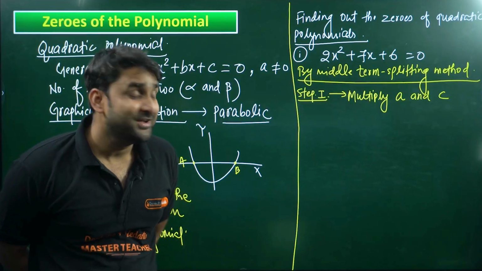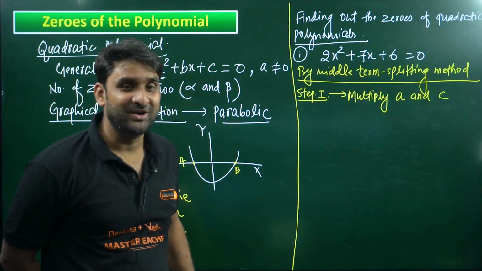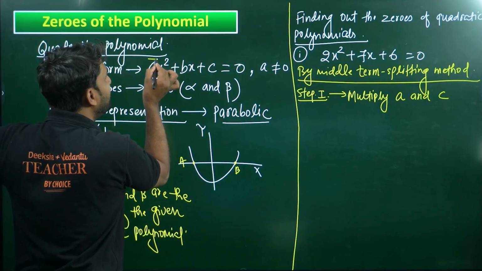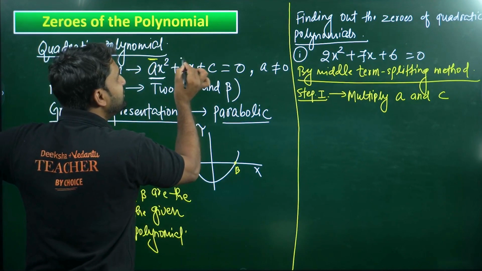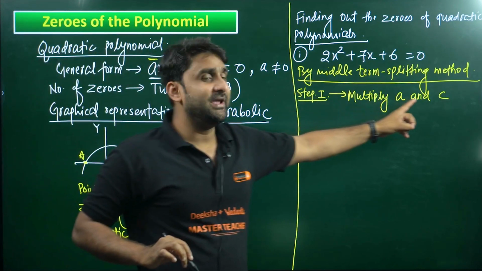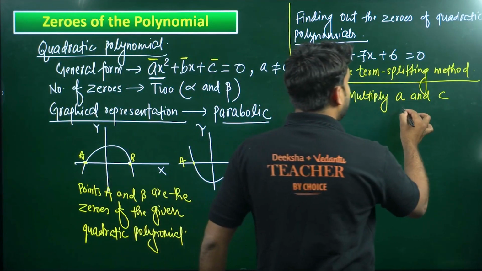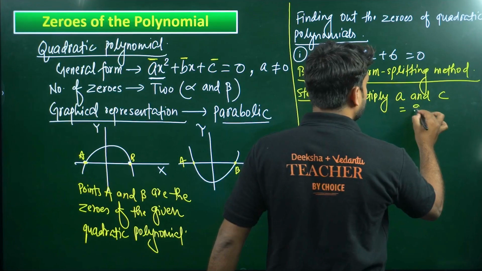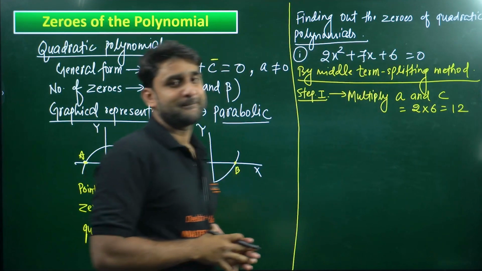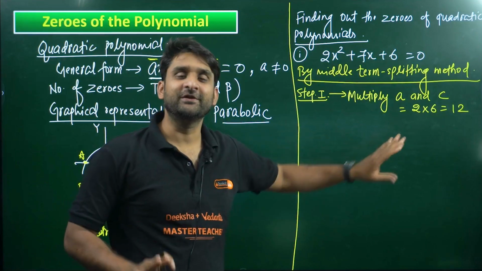What is A? The coefficient of x square is A. What is C? C is the pure constant. Can you see? The coefficient of x square is A, the coefficient of x is B, and the pure constant is C here. So multiply A and C. A is 2 here and C is 6, so the result will be 12. So this is the first step. The first step is done.